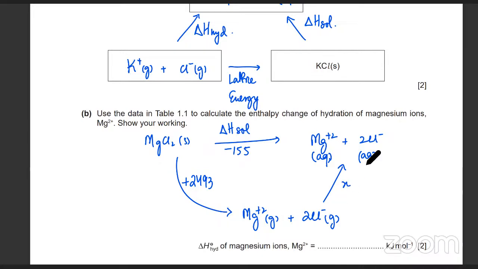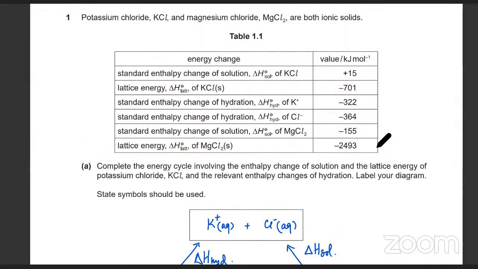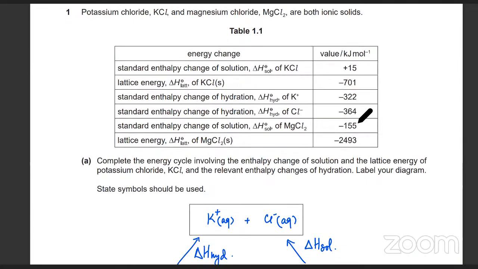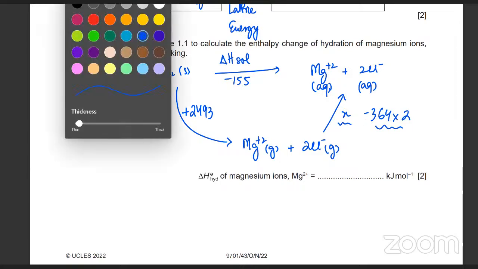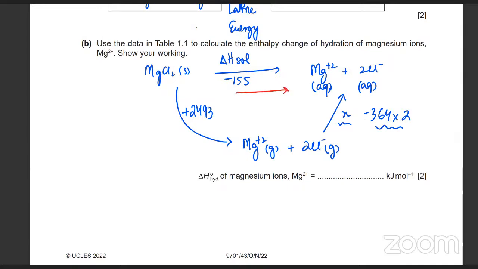And the enthalpy change of hydration of Cl ions, is that given or not? Hydration of Cl ions is given. That's minus 364, so that's provided. So that's minus 364 times 2, because you got 2 Cl ions. Only Mg ions enthalpy of hydration is not given, so you're going to try and find that out. One path is equal to the other path. Minus 155 is basically equal to plus 2493 plus X minus 364 times 2.